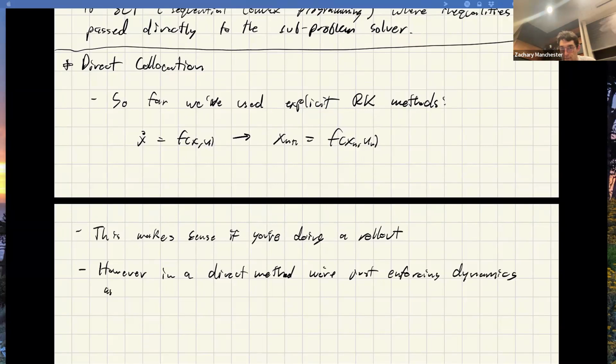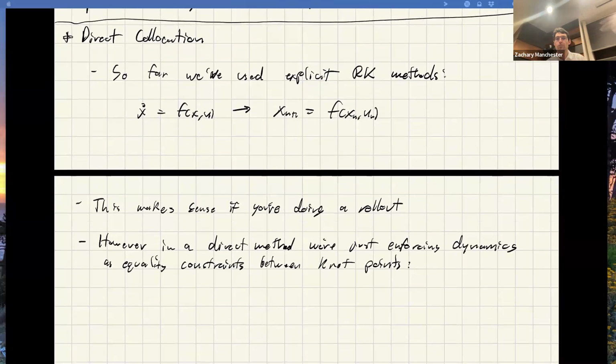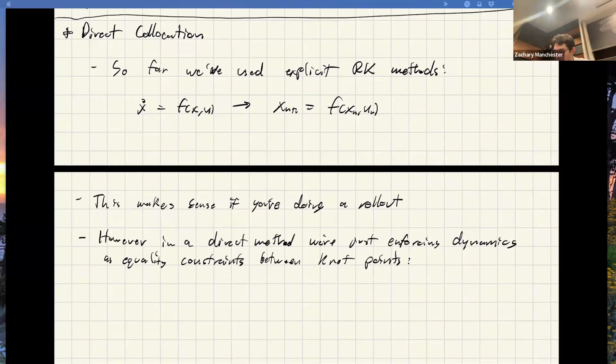As equality constraints between knot points. So if I think about that C of x equals 0 constraint for a particular pair of knot points or pair of time steps, it's going to look like, say, C sub k. It's going to depend on xk, uk, xk plus 1, and uk plus 1. In general, maybe not uk plus 1. Either way, you can do different things.